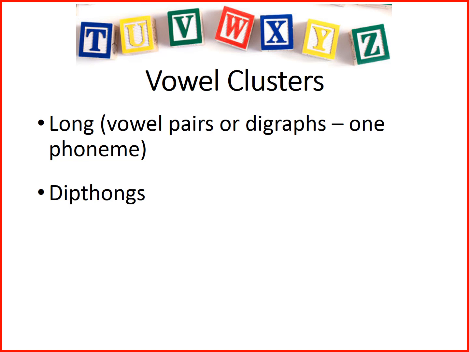The other type of vowel clusters is diphthongs. In diphthongs, that's where we have the gliding vowel. It's kind of like a vowel blend, so two vowel sounds are blended together. We'll talk more about that in just a moment.